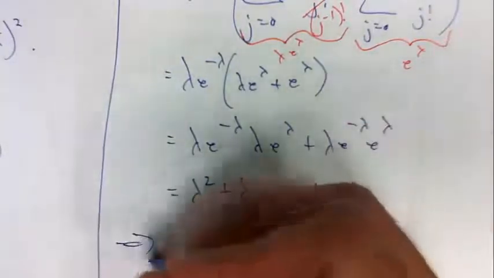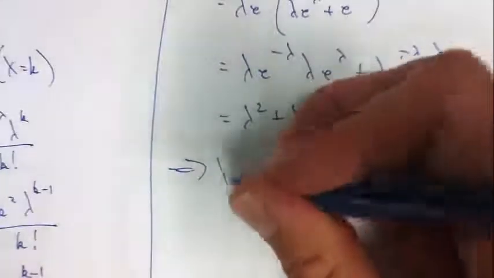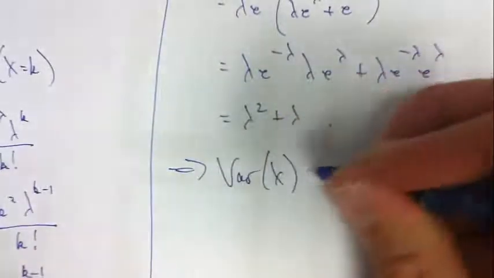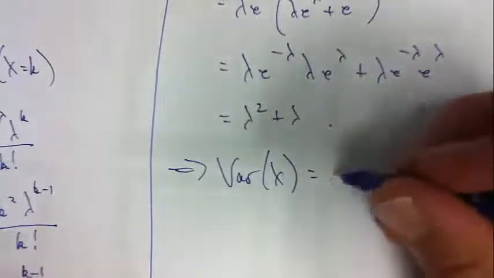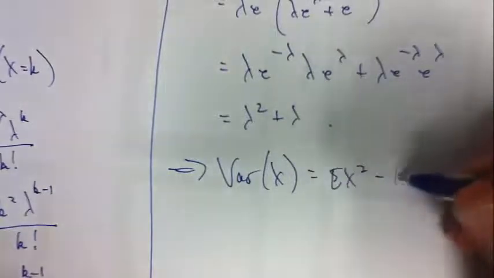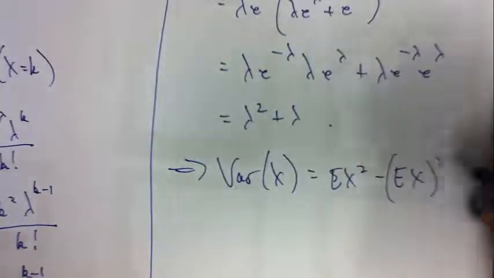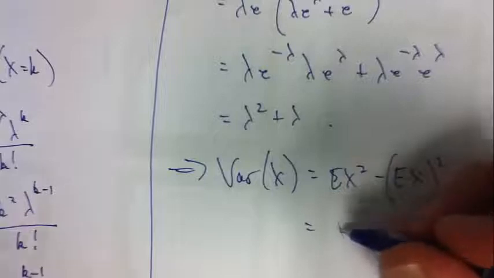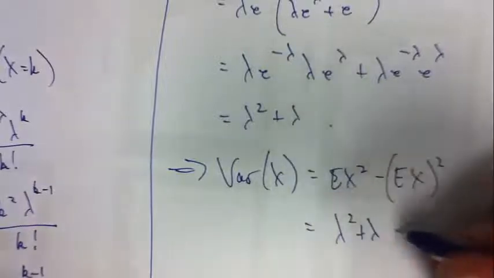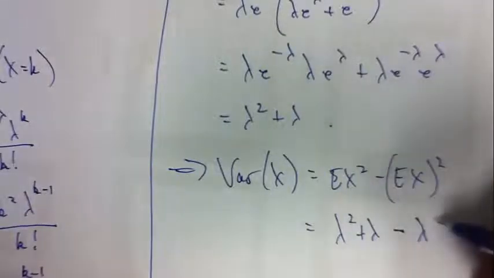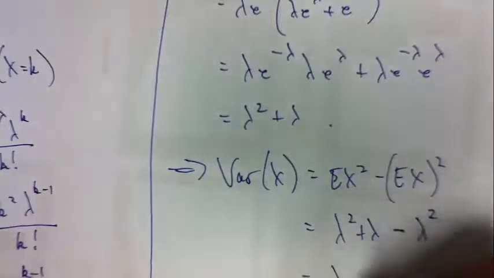So finally, we can come back and finish off the variance of x. The variance of x then, it's going to be expected value of x squared minus the expected value of x quantity squared, which is lambda squared plus lambda minus, remember, the expected value of x is lambda. So I'm going to square that, and it's just lambda. Awesome.